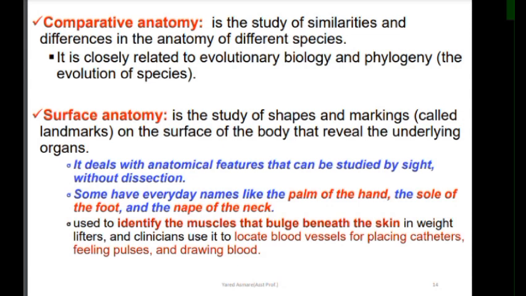Some have everyday names like the palm of the hand, the sole of the foot, and the nape of the neck. It is used to identify the muscles that bulge beneath the skin, and weight lifters and clinicians use it to locate blood vessels for placing catheters, feeling pulses, and drawing blood.